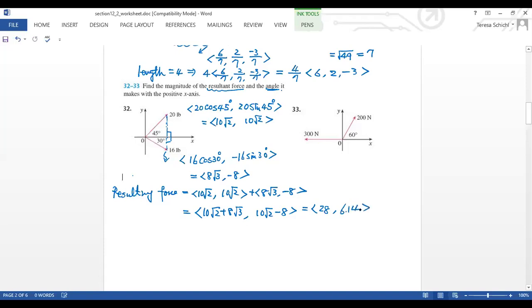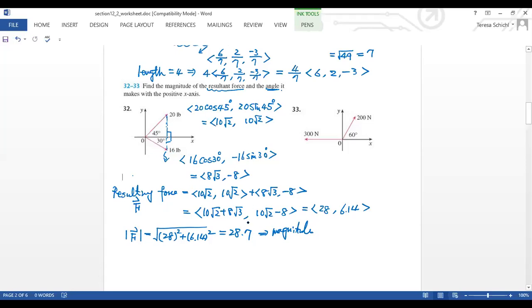So the resulting force, if I say this is the force F here, has two components. The magnitude of the force is just the length of that, so we use the Pythagorean theorem again: 28 squared plus 6.14 squared. What do we get here? It is very close to 28.7. So this is the magnitude of the force.